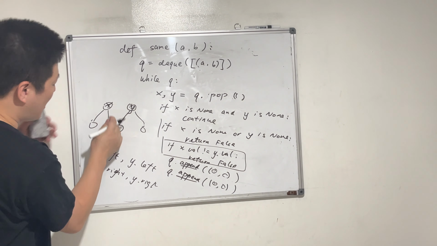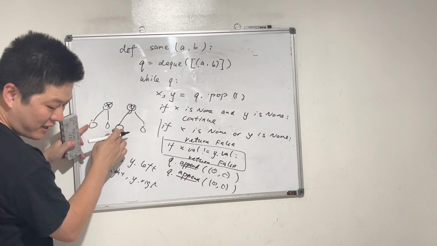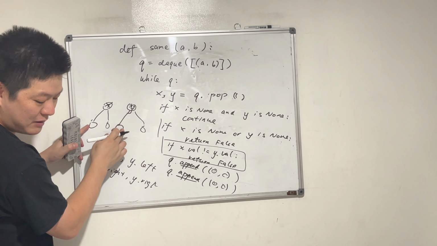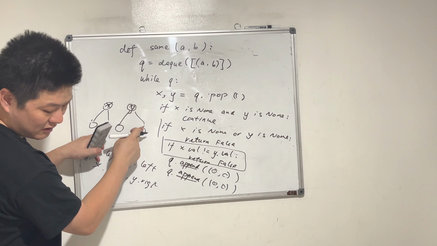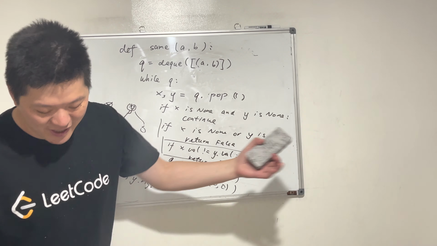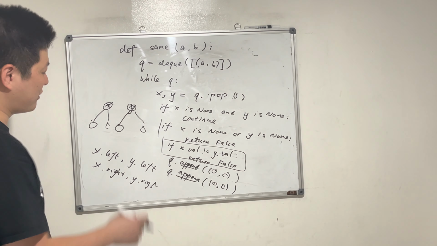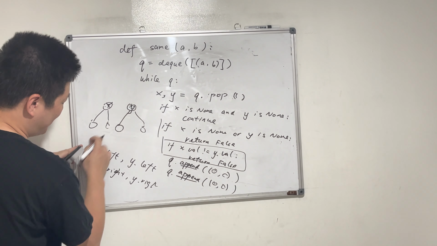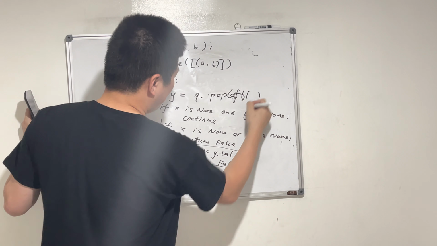So the order of checking the nodes doesn't matter, right? Because we're always pushing the pair, right? Does it matter if I check this node first or this node first? No, because eventually I want to check all the nodes, all the pairs, right? Why did you do left first? Yeah, good question. Because we want to do the breadth search, yeah. So it's better we put the left on top.